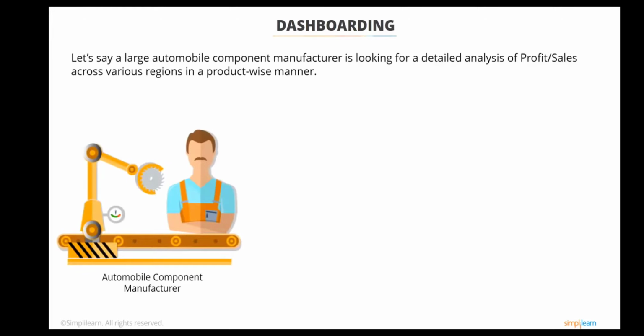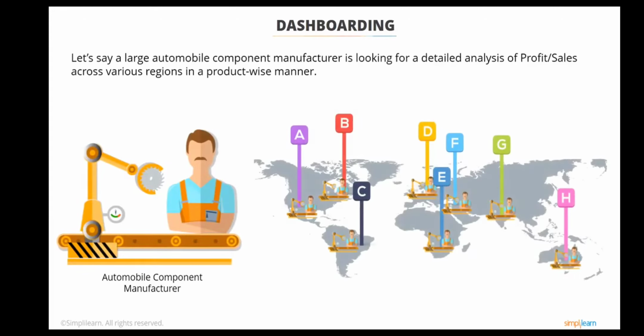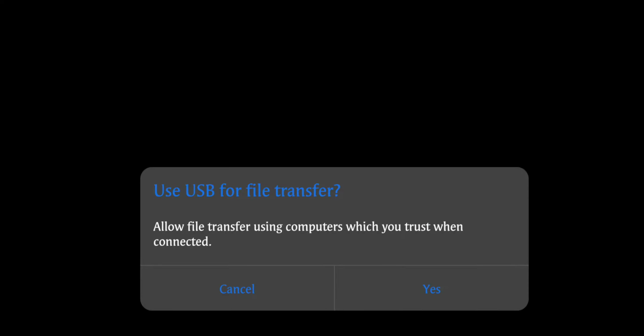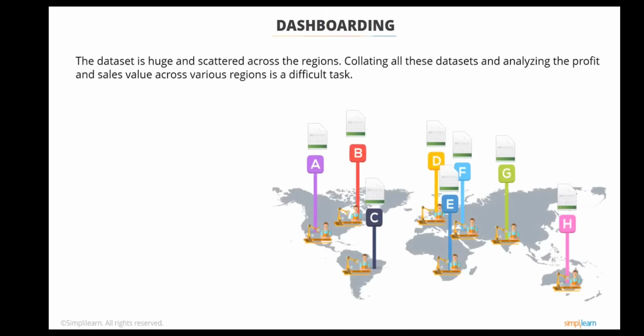Let's say a large automobile component manufacturer is looking for a detailed analysis of the profit and sales across various regions in a product-wise manner. The dataset is huge and scattered across the regions. Collating all these datasets and analyzing the profit and sales value across the various regions is a difficult task.